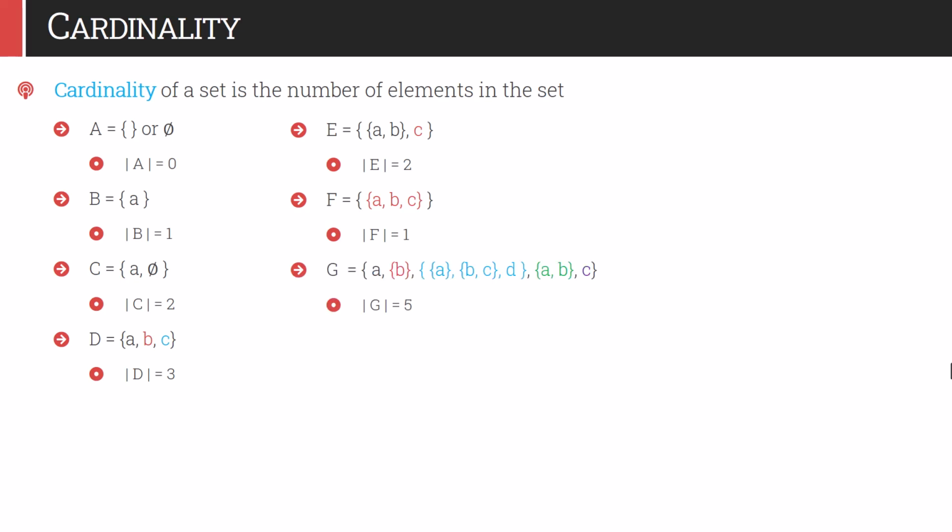And similarly, G is equal to A, then B, then we have some elements in blue color, some elements in red, and C. So I have color coded, so we can understand that each color represents one element of set G. So total number of elements might be more, but the size of G or the cardinality of G is 5, because it is having 5 elements only.